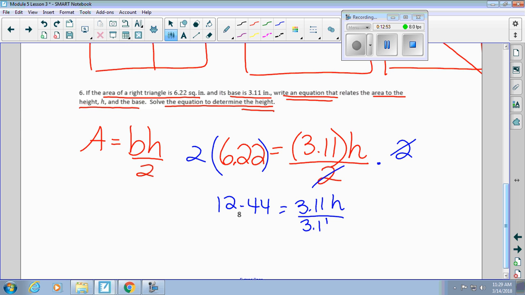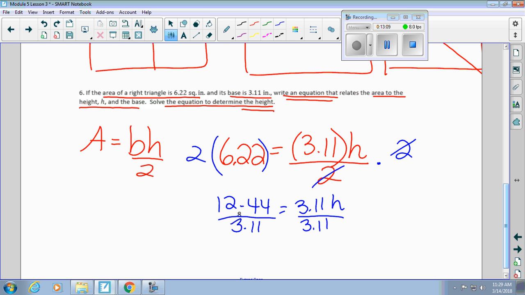So we're going to divide each side by what? Some people are saying 2 and some people are saying 3.11. 3.11 is the correct answer. If we divide it by 2, you're doing exactly what we just undid. Right? You'd be redoing it again. You'd go back and forth all day and never accomplish anything. All right? So we want to get the h by itself.